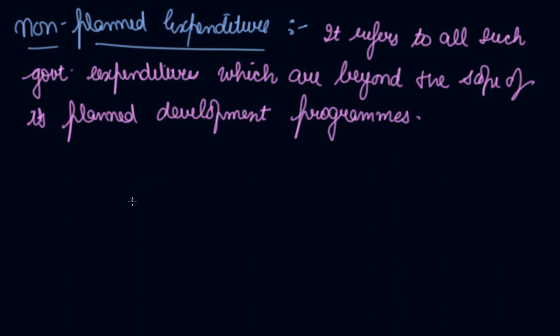So these are like if there is some natural disaster and the government is not planned for it. So in that case the government has an unplanned expenditure, the non-planned expenditure. So I hope you have understood the difference between a planned and a non-planned expenditure.